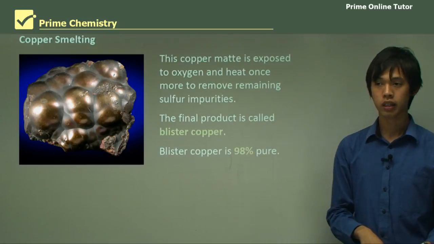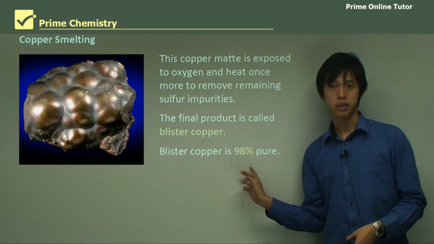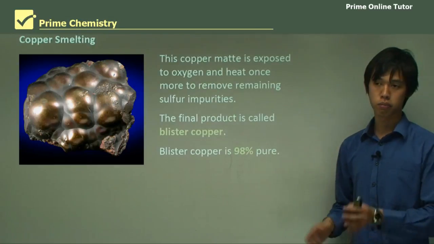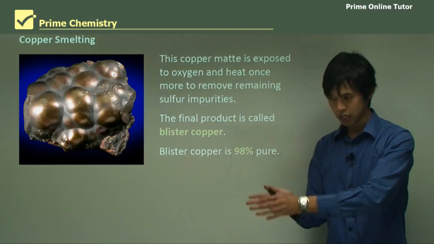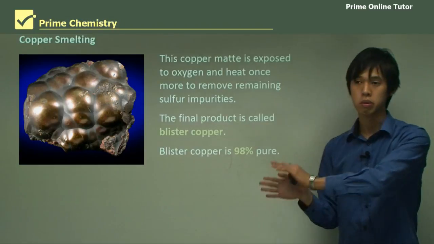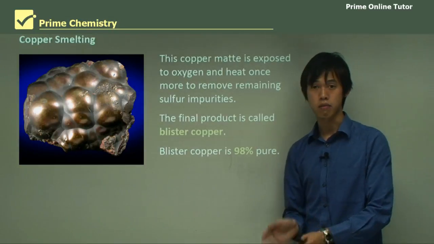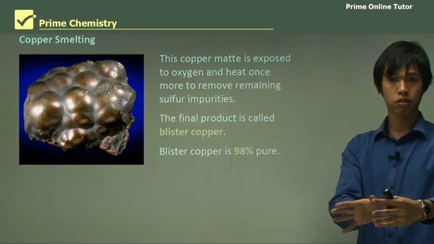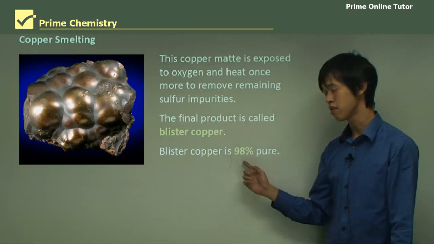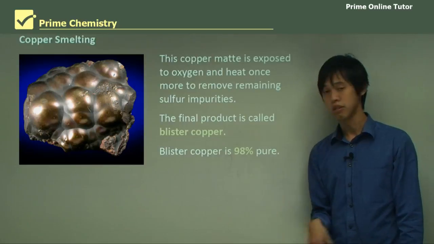And at this point, the copper is about 98% pure. So that's really good. We've gone from 0.15%, then in the concentration step we went to 25%, and now in our smelting process we've gone from 25% all the way up to 98%. So we're almost at 100% purity, which is really excellent.